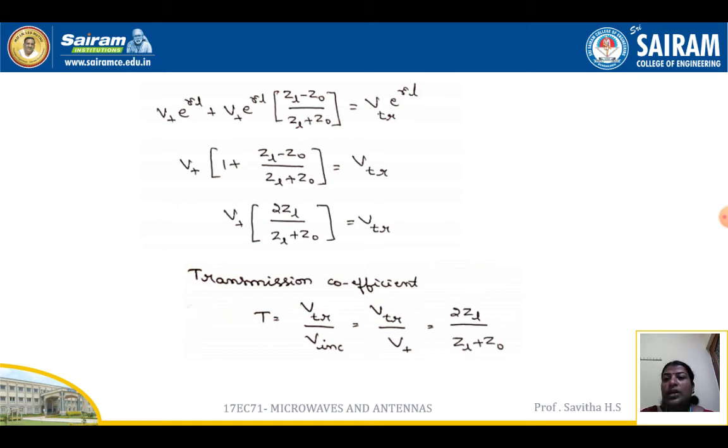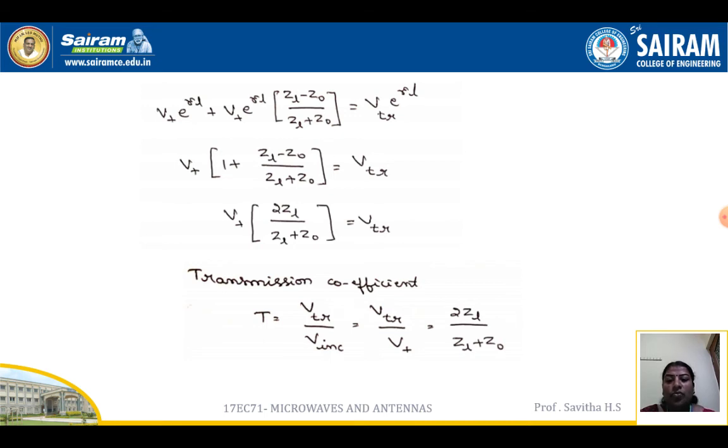In both equations you can see that V plus we can take common, and e to the power of gamma L on the RHS we can also take common, and the e to the power of gamma L on the LHS and RHS will get cancelled. Therefore V plus into 1 plus ZL minus Z0 divided by ZL plus Z0 is equal to VTR. Then take the LCM of the terms in the bracket. After simplifying we get V plus 2ZL divided by ZL plus Z0 is equal to VTR.